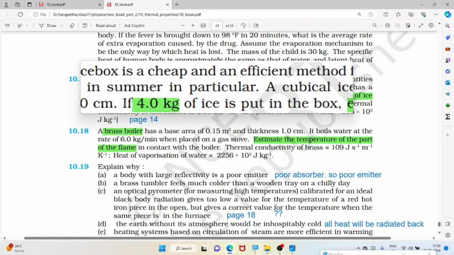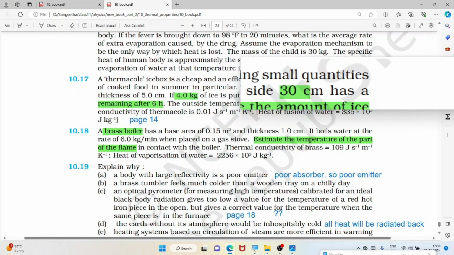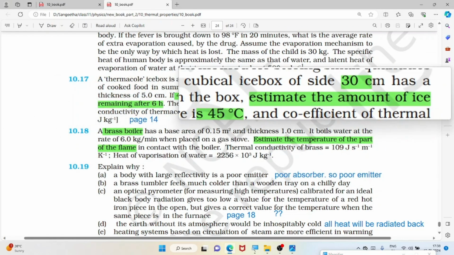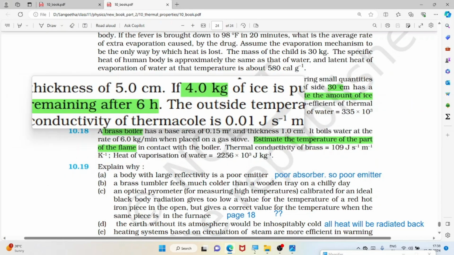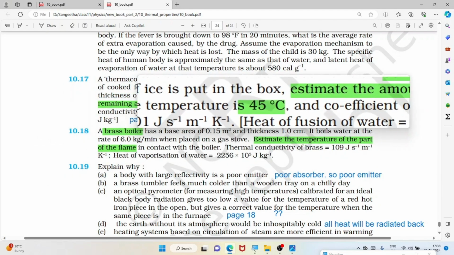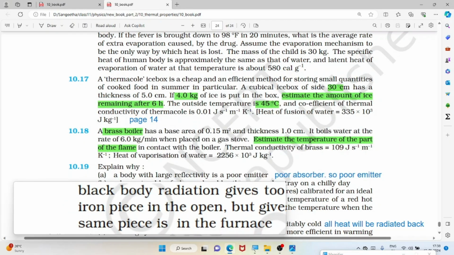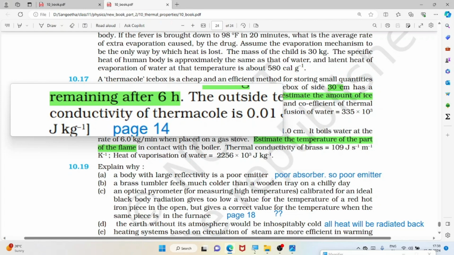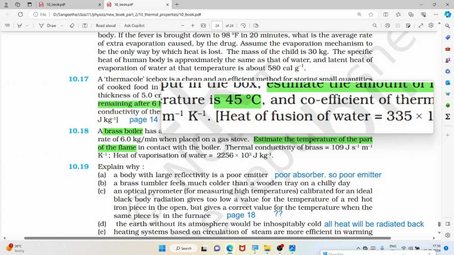A thermocol ice box is a cheap and efficient method for storing small quantities of cooked food in summer. A cubical box of this much dimension, 4 kg of ice is put in the box. Estimate the amount of ice remaining after 6 hours. The outside temperature is this.